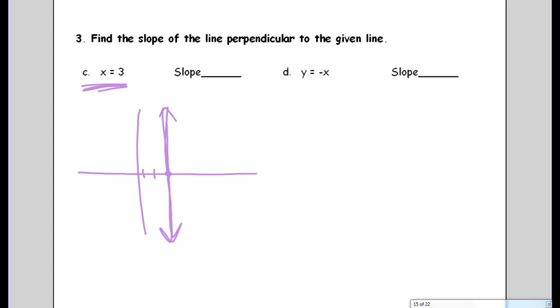The slope is undefined. Now I want to be perpendicular to undefined. 0. Very good. The answer to C is 0. Everyone try D.